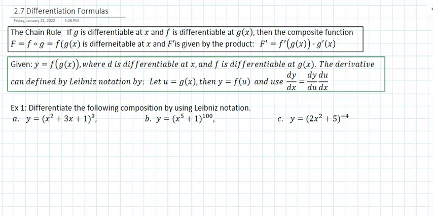Section 2.7 talks about differentiation formulas. In this section, we're going to learn the chain rule, which is a rule that you're going to apply on every derivative that you will ever come across. And this is what it's trying to do.